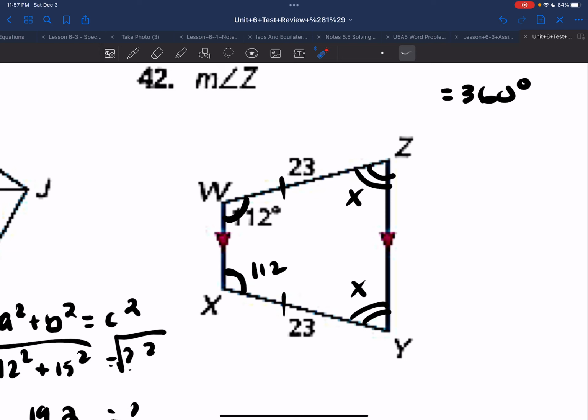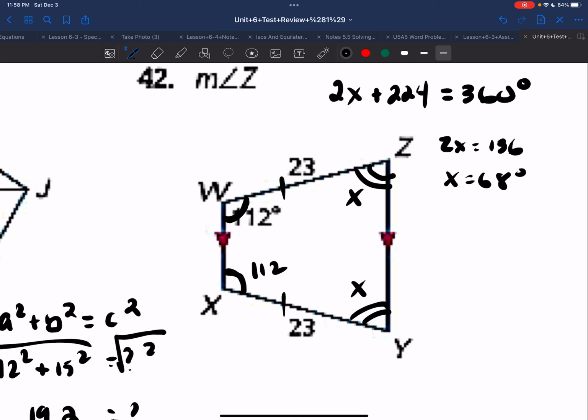So I can say, okay, let's go ahead and add all these up. I have x plus x, which is going to be 2x. And then I have this 112 plus 112. That's going to be plus 224. Okay. So then I'm going to subtract both sides by 224. I'm going to get 2x is equal to 136. And then if I divide both sides by, sorry, not x, 2, I get x is equal to 68 degrees. Okay, so what does that mean?